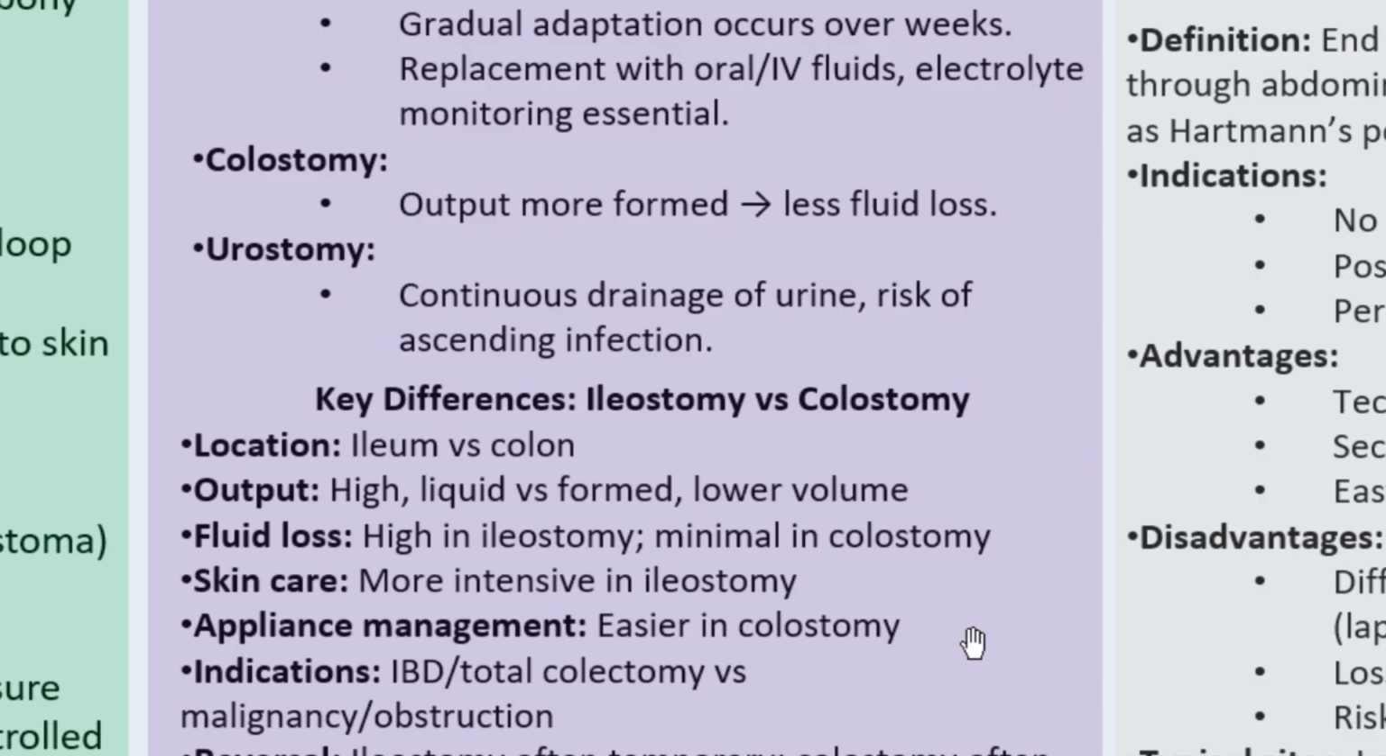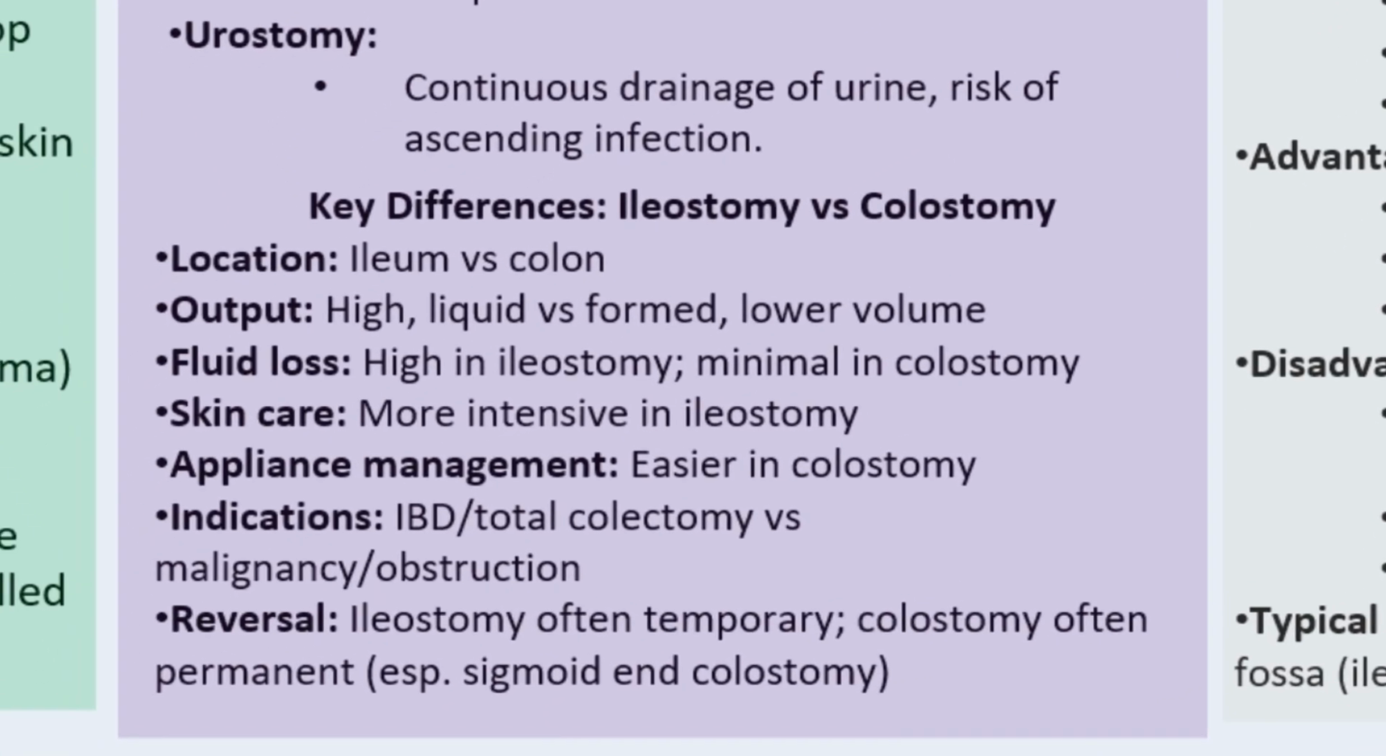So when you look at the ileostomy and the colostomy, there are some differences that may be asked on examination. We need to know this. So location: one is in the ileum, the other is the colon. When you look at the output, with the ileum there is a high output, and it is liquid most of the time. While for the colostomy, it's going to be formed and of lower volume. The fluid loss is going to be very high in the ileostomy, minimal in the colostomy.